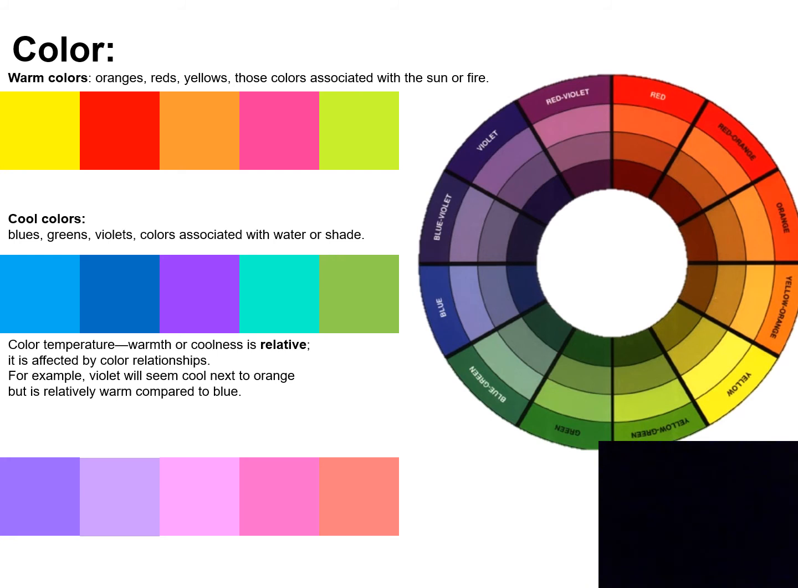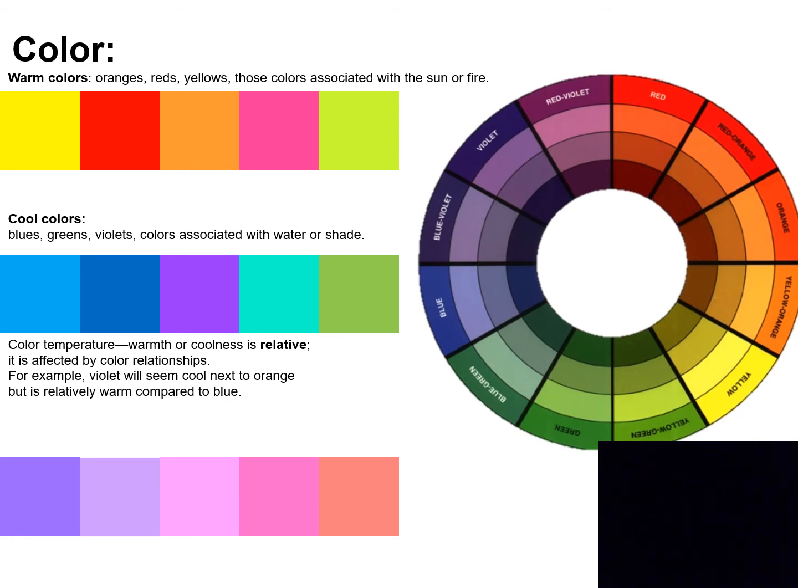Another way we can describe colors is warm and cool. Warm colors are oranges, reds, and yellows, colors associated with warmth, the sun, or fire. And cool colors are blues, greens, violets, and colors associated with water or shade or cold.